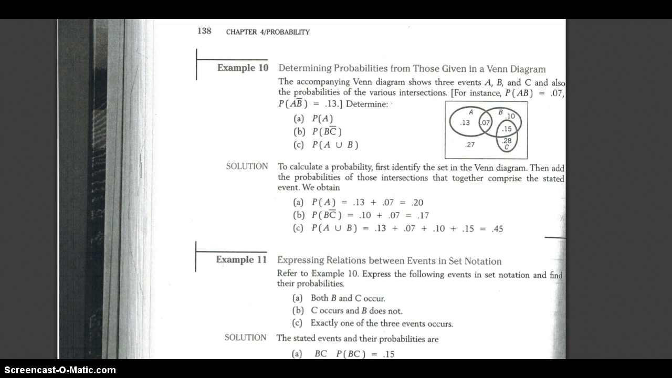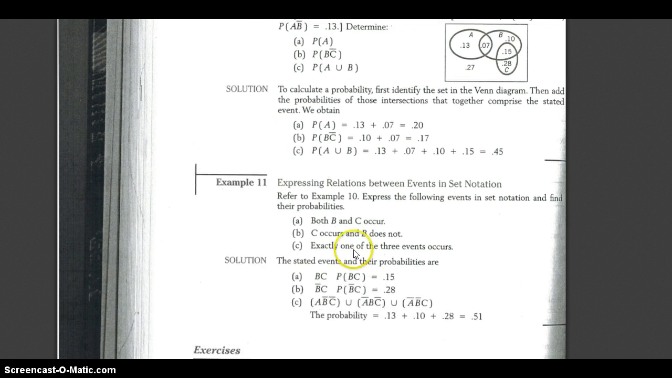We can continue to look at the next example, 11. We want to use symbols to represent both B and C. So both means "and", it's B, C. That means we're looking for the common part of B and C. So you are looking for a part not only in B but also in C. Oh, I'm sorry, we're doing B and C, not A. So this is the part, 0.15, not only in B but also in C.